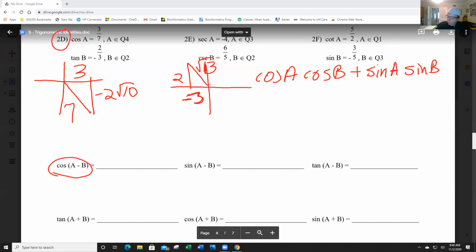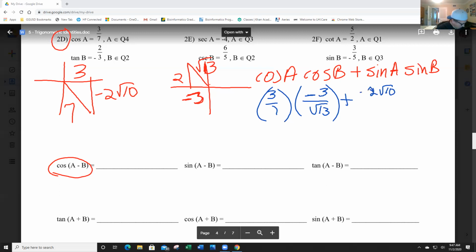Okay. So change colors of the pen and throw the numbers down for you. Okay, so we got, what do we got here? 3/7. 3/7 is cosine A times cosine B, which is negative 3 over radical 13. And again, I'm not going to worry about rationalizing the denominator. And we got sine A, which is negative 2 radical 10.